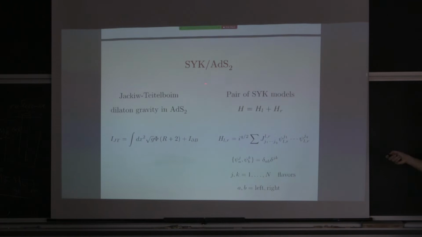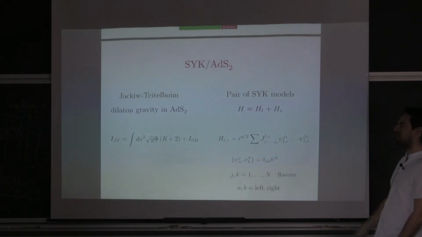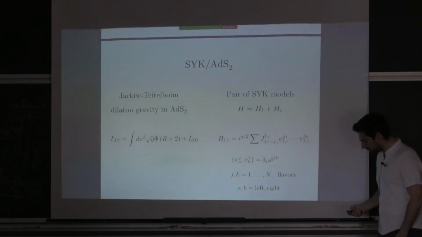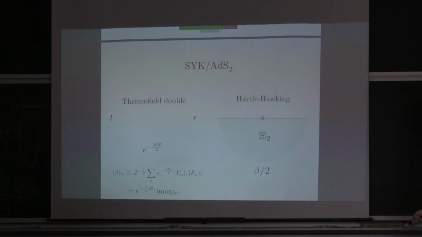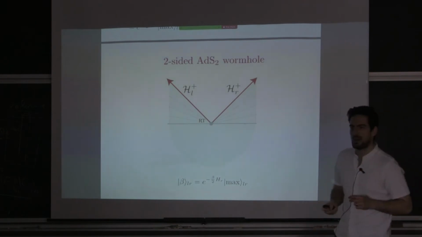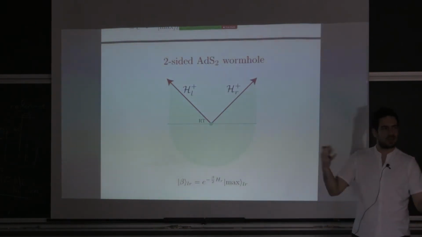And the statement is that a particular low energy sector of this system about a particular state describes the gravitational dynamics of this dilaton gravity theory. All right. So the important thing for our purposes is that there exists a state in that SYK that describes a black hole in AdS2. And this is, of course, the thermal field double state between the left and right.